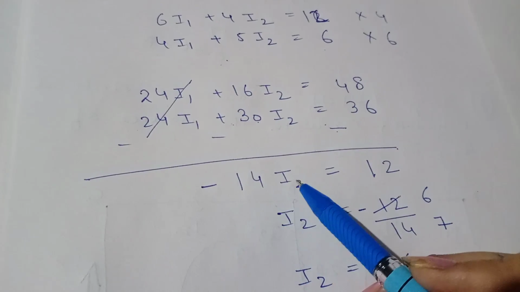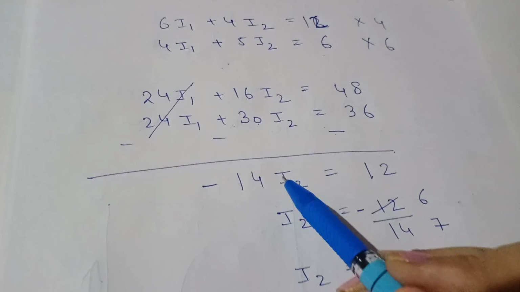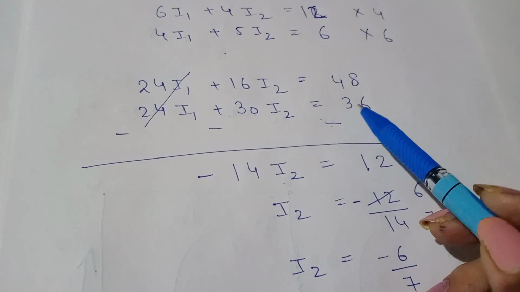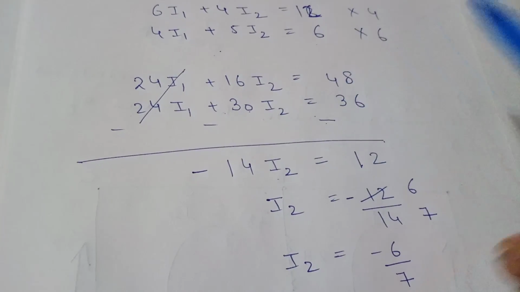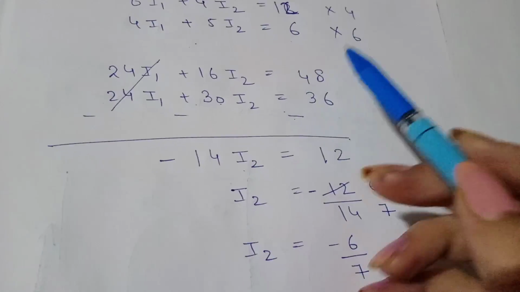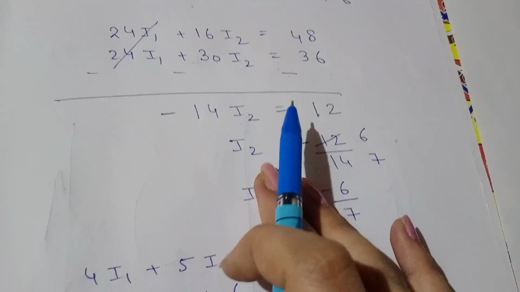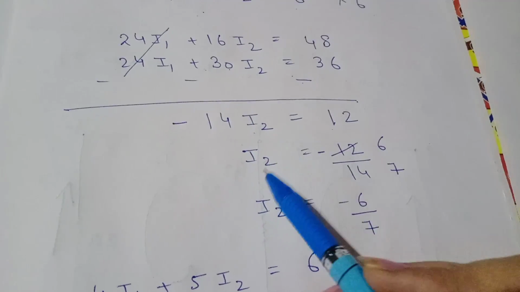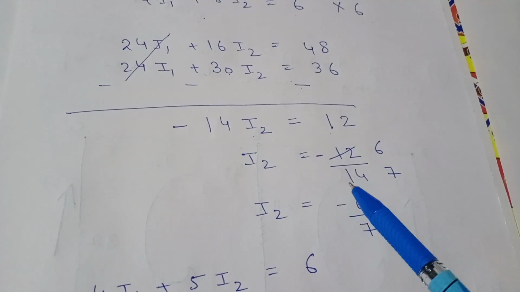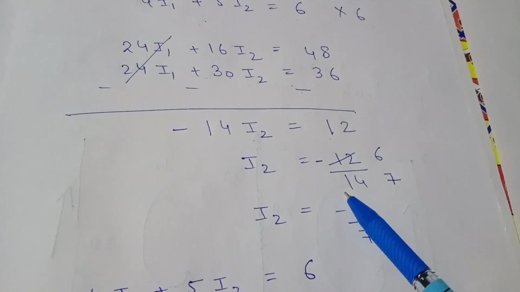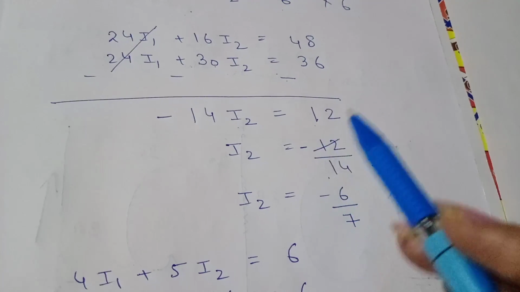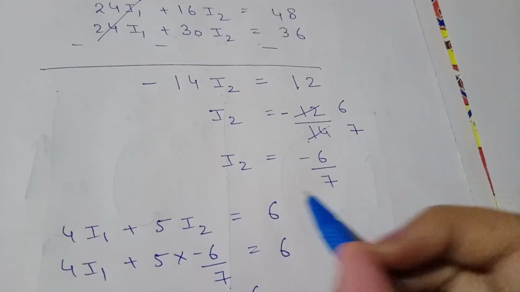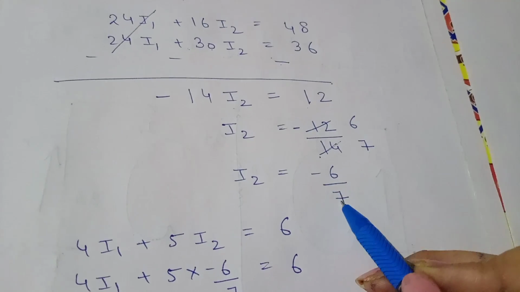it becomes minus 14 I2. And here also, subtracting 36 from 48, we get 12. So now we want to find the value of I2. So I'll take 14 down. After cutting on the table of 2, I'll get I2 as minus 6 by 7.